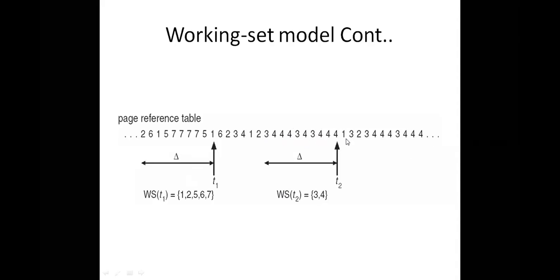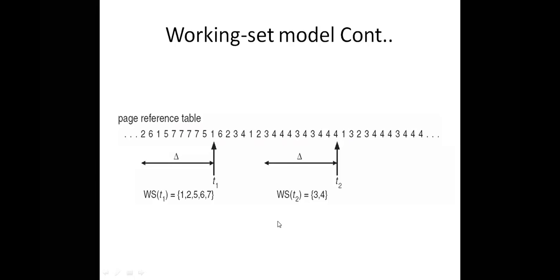For example, from 1 to the last 4, it may be the time t3. At time t3, what pages do you require? 1, 3, 2, 3, 4, 4, 4, 3, 4, 4, 4. That means we require only 1, 2, 3, 4. Only those 4 pages are in the working set.